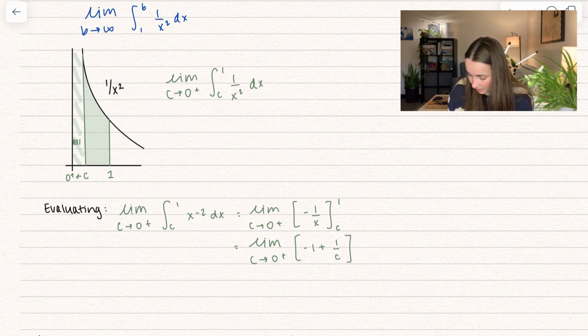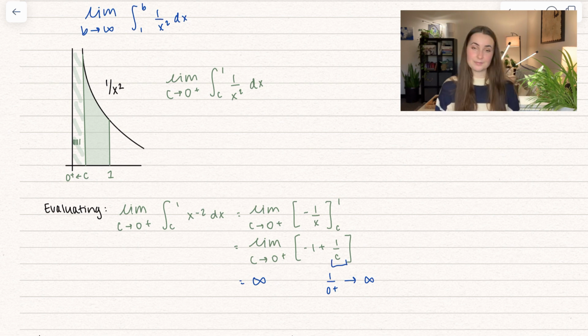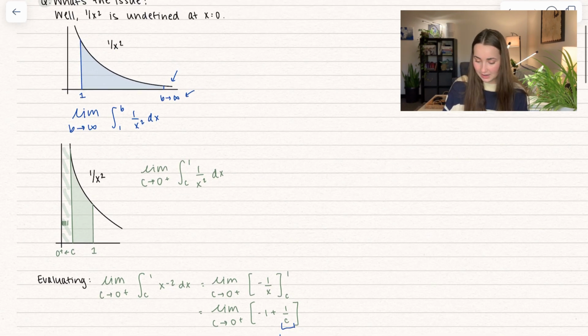So let's go ahead and talk about what happens. If I were to plug in 0 to 1 over c, so 1 over 0 from the right side, this is going to get really big. It's going to blow up, and it's going to approach infinity, which tells us that this limit is going to equal infinity.